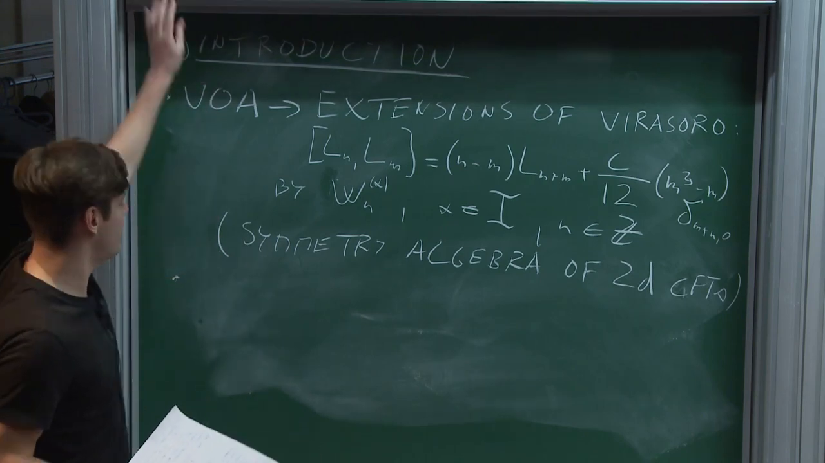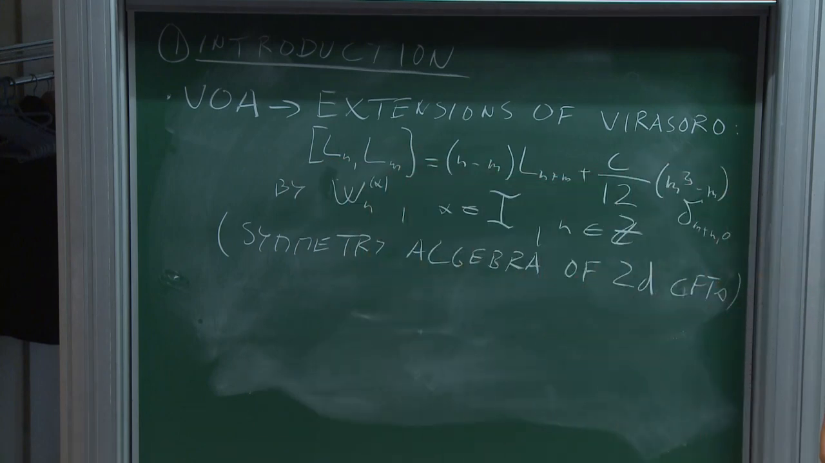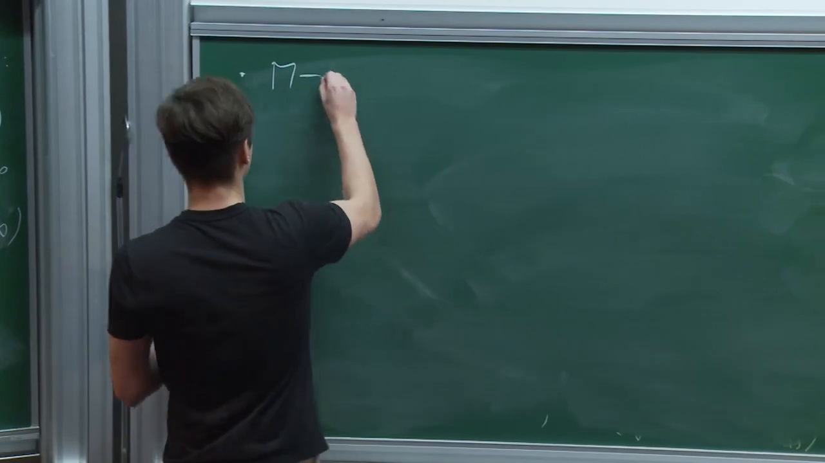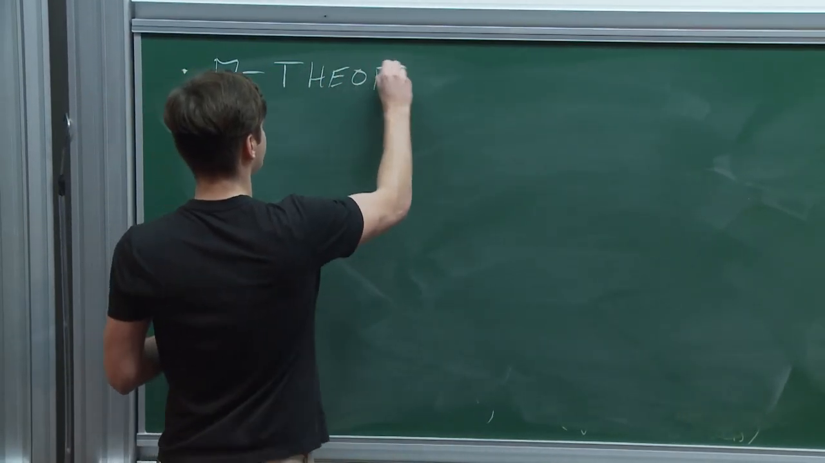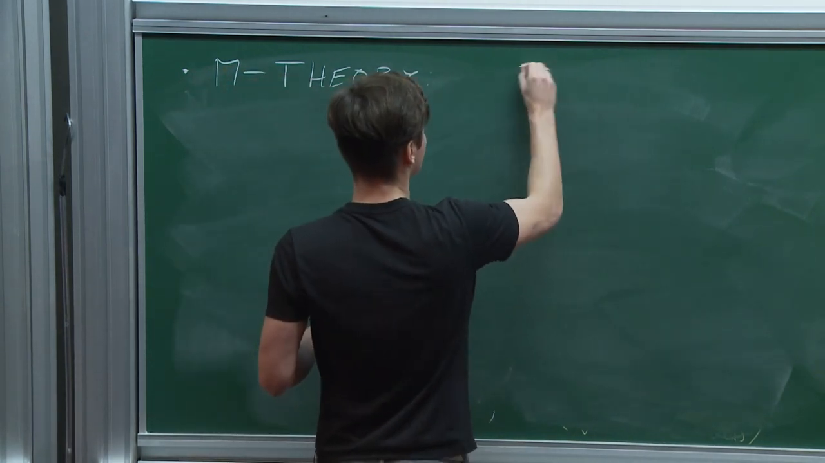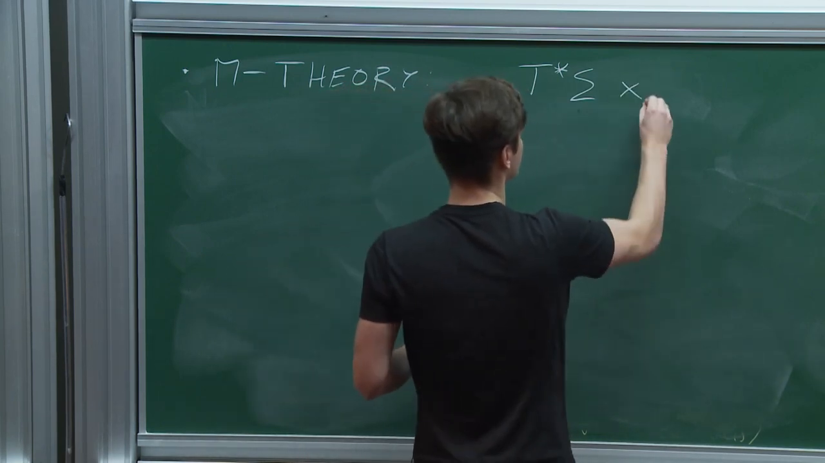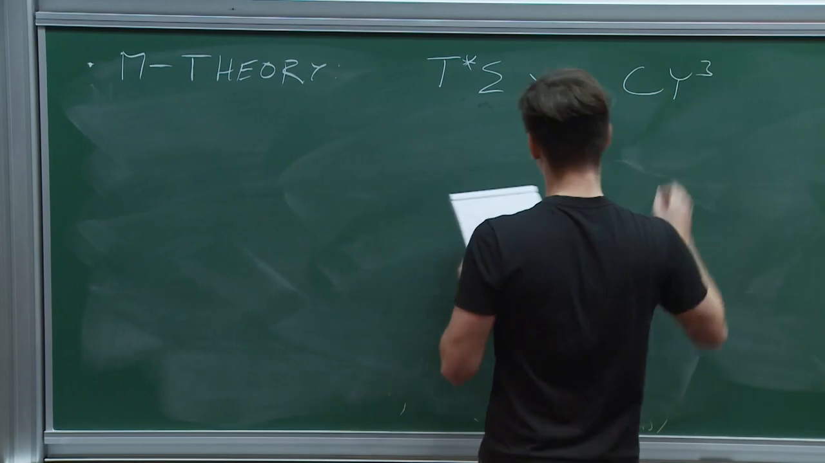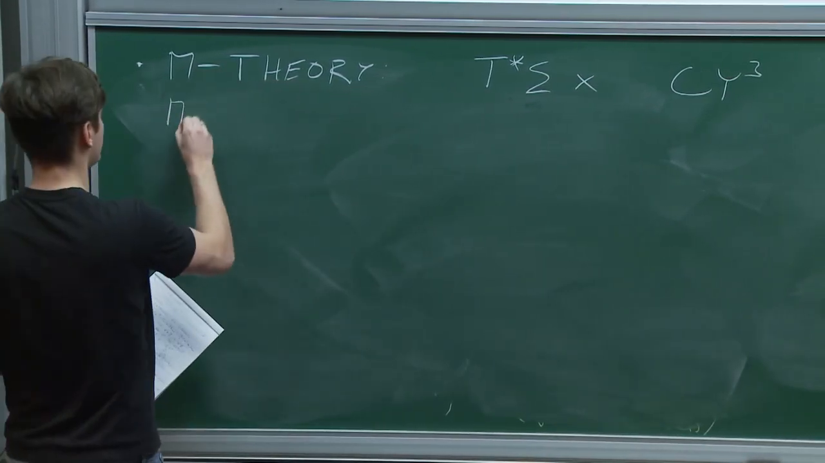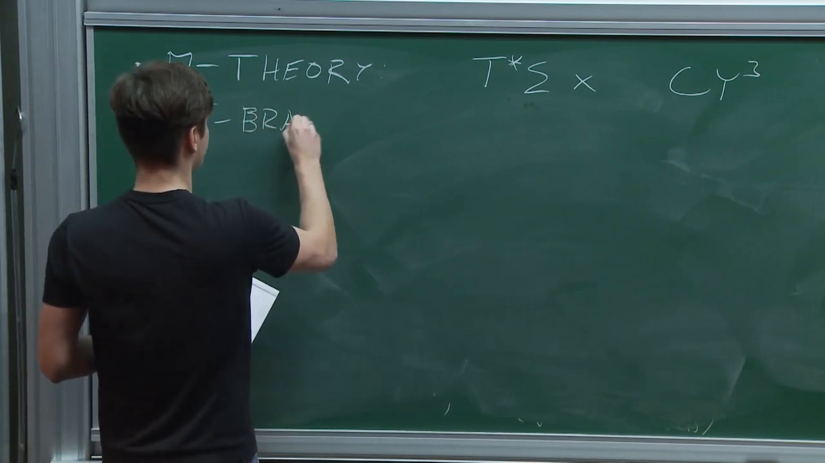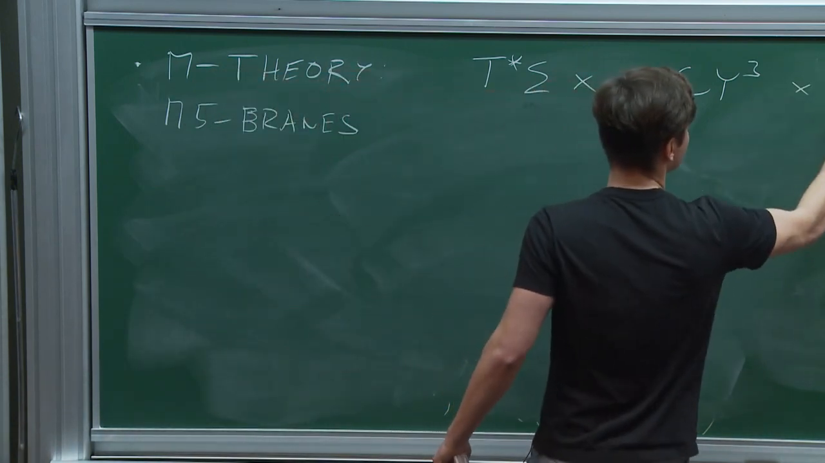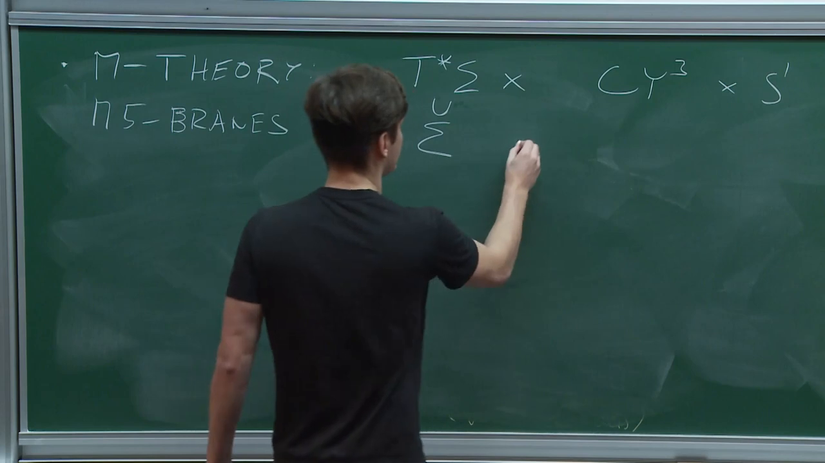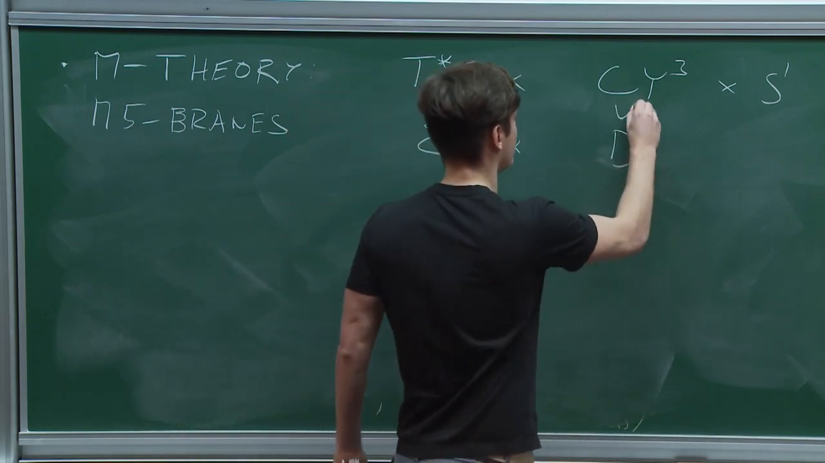Since I'm a physicist, I'm going to start with a physical picture that I have in mind when talking about the vertex operator algebras. The physical picture to which I'm going to associate the vertex operator algebra is the following configuration. I will consider M-theory, which is an 11-dimensional theory on, let's say, T*Σ, where Σ is a Riemann surface on which the vertex operator algebra, or the 2D CFT, is going to live, times a Calabi-Yau threefold. M-theory contains M5-branes, and I will consider M5-branes. Oh, and there's an extra, let's say, circle. The M5-branes are going to be supported on Σ inside the T*Σ, and D inside the Calabi-Yau threefold, which is a divisor.